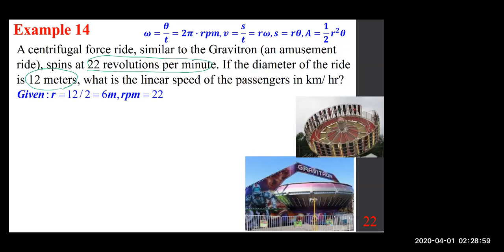Radius is 12 over 2, or 6 meters. And RPM is 22, okay? So omega is 2 pi RPM. We have it up there. Omega is theta over T, or 2 pi times RPM. So 2 pi times 22 results in 44 pi radians per unit of time, which is per minute.